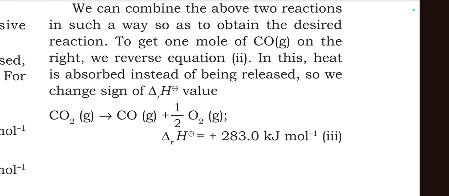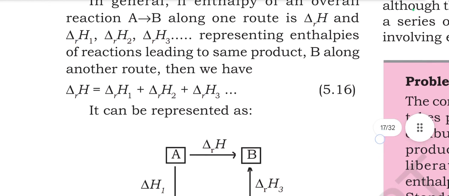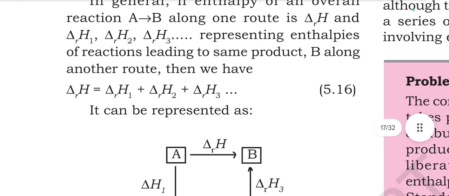We can combine the above two reactions in such a way that it gives the desired reaction, to get 1 mole of carbon monoxide on the right. We reverse the equation. In this reaction, heat is absorbed instead of being released, so we change the sign of the delta rH° value. In general, if the enthalpy of the overall reaction A to B along one route is delta rH, and delta rH1, delta rH2, and delta rH3 represent the enthalpies of the reactions leading to the same product B along another route.